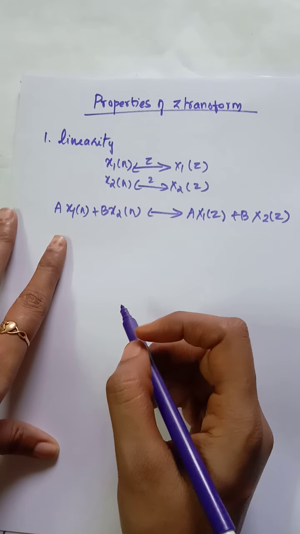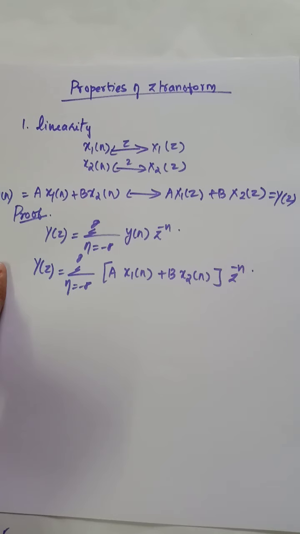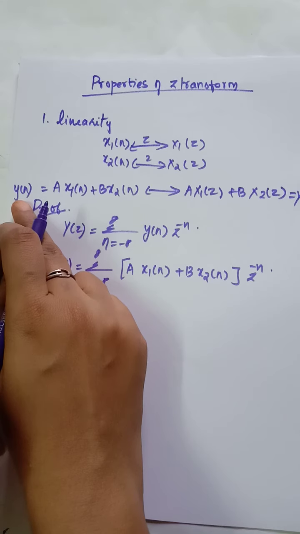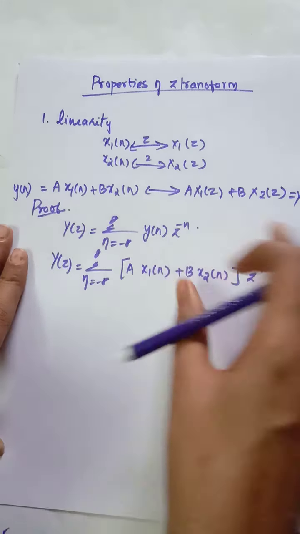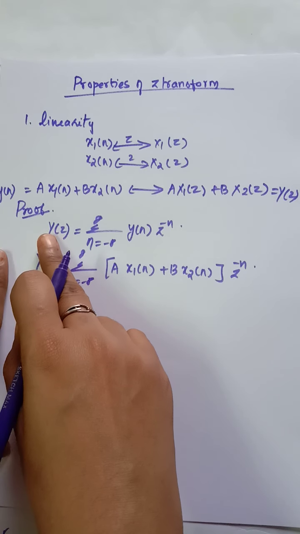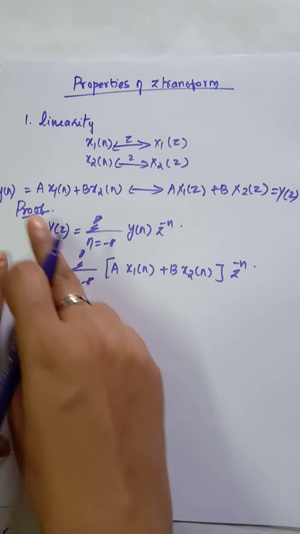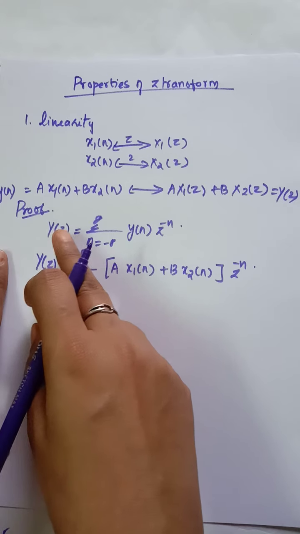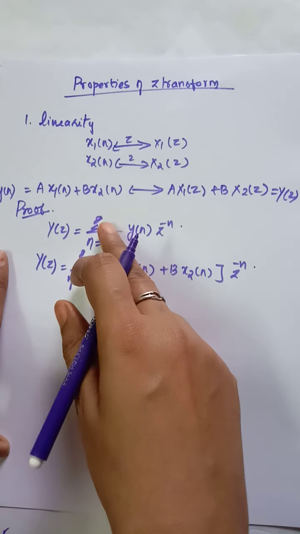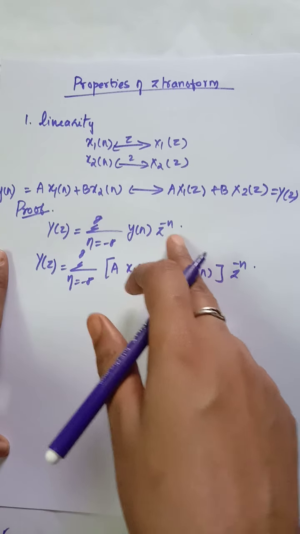Now we will prove this linearity property. The procedure for this proof is the same as before. Here we assign this as y of n and this as y of z. Now I am going to write down the Z transform for this y of n. So y of z is equal to summation n equal to minus infinity to infinity y of n z power minus n.